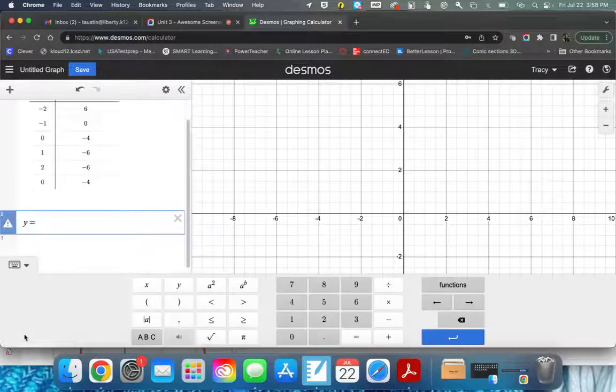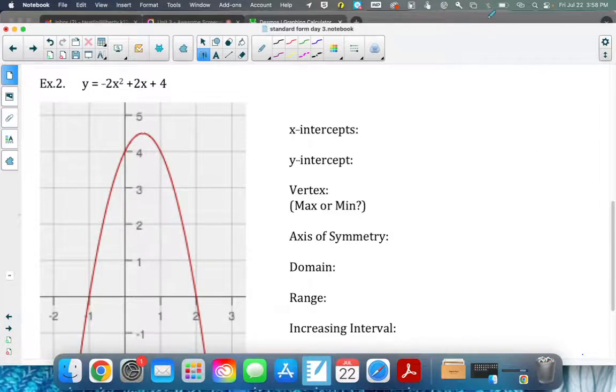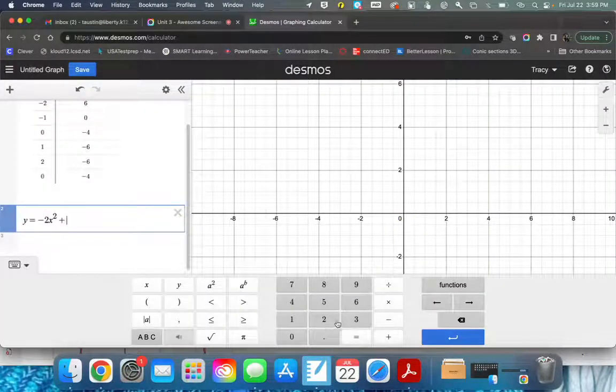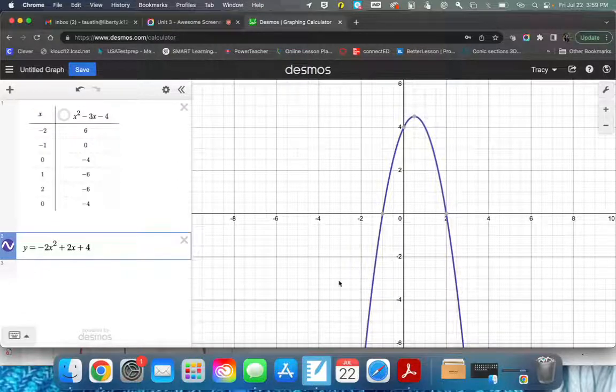So y equals negative 2x squared plus 2x plus 4. Okay, so hide the keyboard because we don't need it right now. Okay, so I've got some points that are already showing up. I can find my vertex on this one right in the middle of my graph. And then I have my y-intercept there and my two x-intercepts there. That's kind of nice. That shows up very nicely for me. So I actually have all of those pieces already filled in.